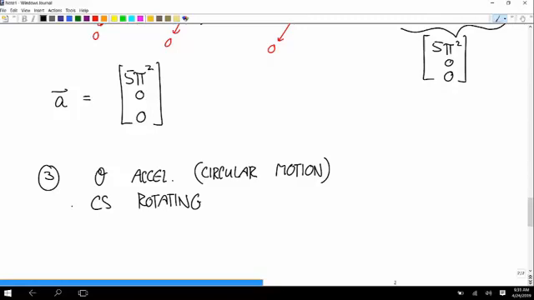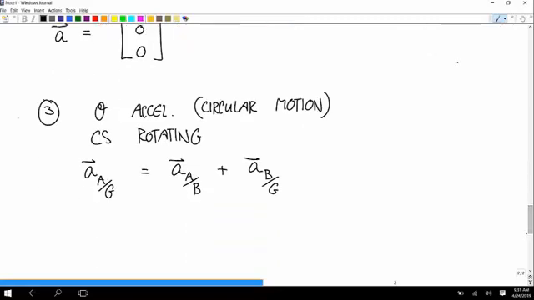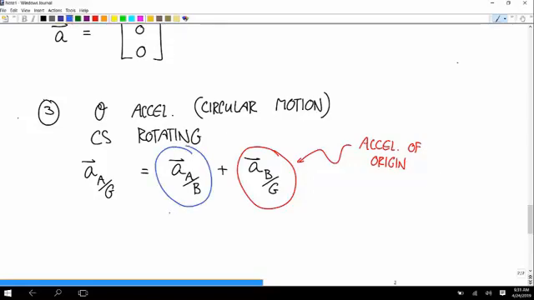Yep, relative motion. So the acceleration of the astronaut relative to the ground, that's what we want, is equal to the acceleration of the astronaut relative to that point B plus the acceleration of the point B relative to the ground. This is the acceleration of the origin. And this is the acceleration relative to the origin using the rotating coordinate system approach.